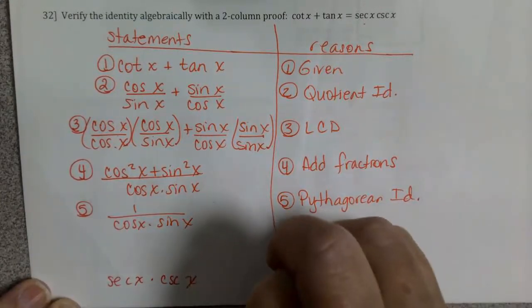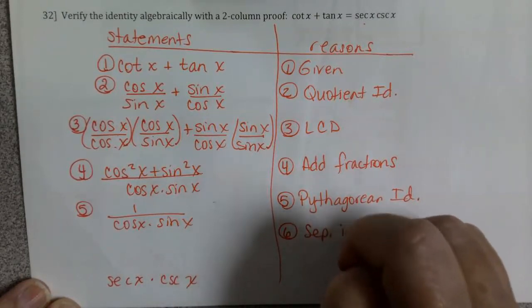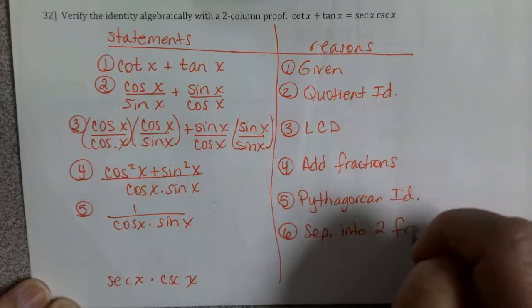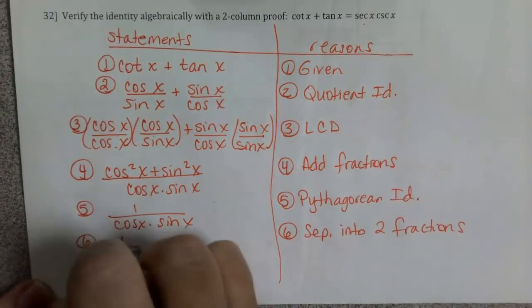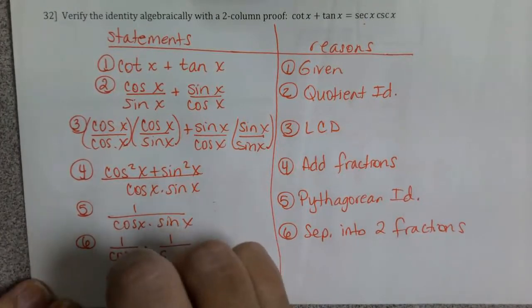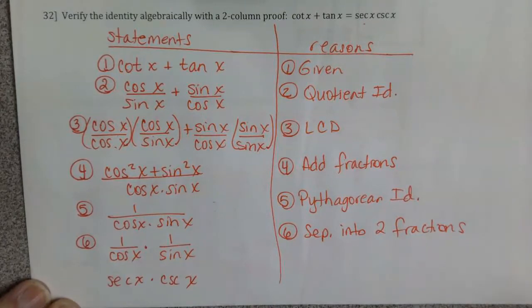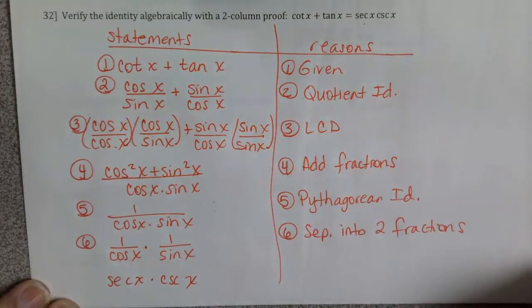And I can separate that one fraction into two fractions. So I'm going to rewrite this as 1 over the cosine of x times 1 over the sine of x. That's equivalent to 1 over the product cosine times sine.